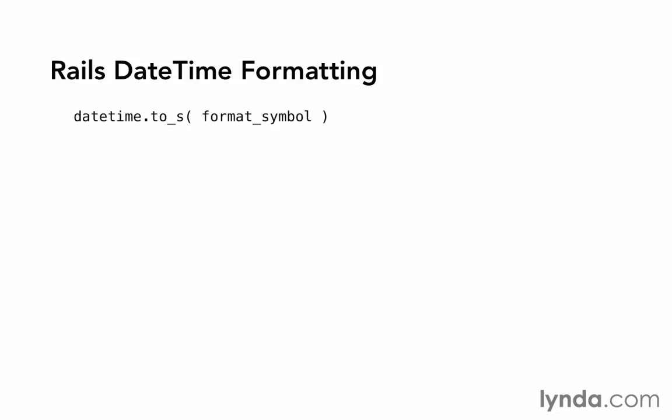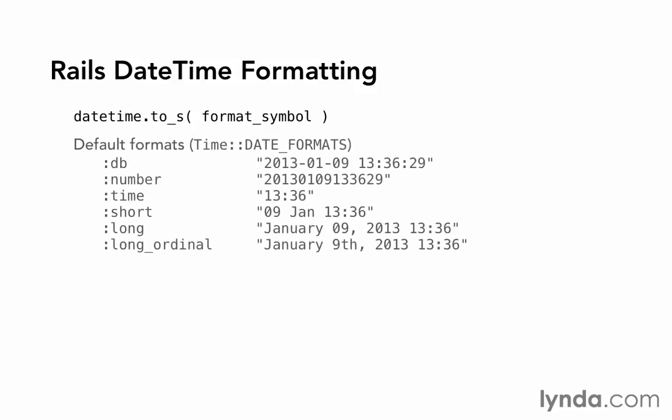We can take a datetime and call to_s on it. That'll convert it to a string. And then we pass in as argument the format symbol that we want. Not a format string like we had with strftime, but a format symbol. And there are a number of default format symbols built into Rails. So for example, if for the format symbol we passed in :db, then it would return a string formatted like you see there on the right: 2013-01-09, and then space, and then the time, including the seconds after it. The 6 formats that you see listed are all built into Rails by default.